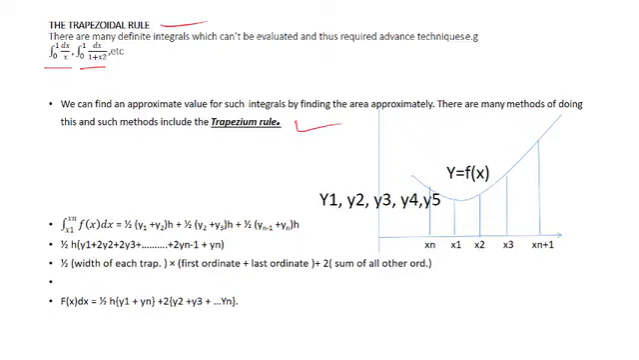Now, this is the trapezoidal rule. What it talks about are the various values of x: x1, x2, x3, x4, to a point where you get x n plus 1. This is called the trapezoidal formula. With this formula, we can apply it in solving any question that has to do with the trapezoidal rule.